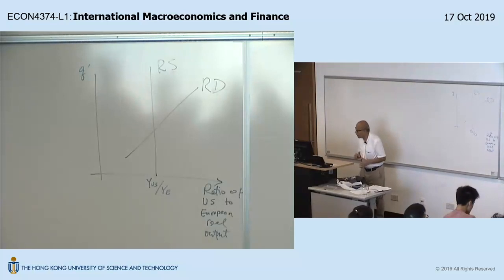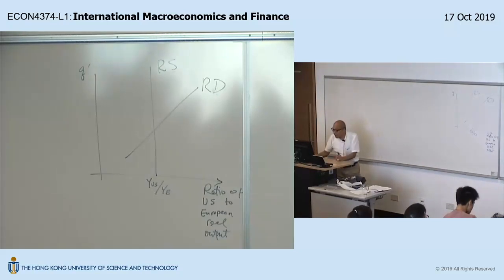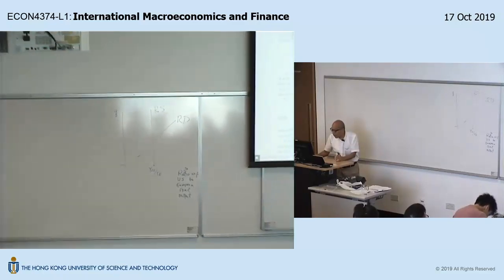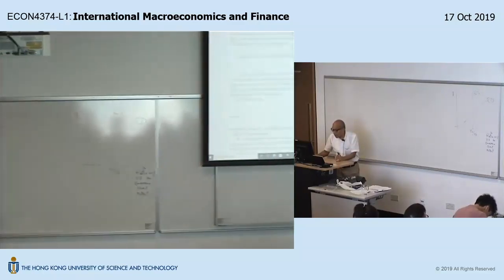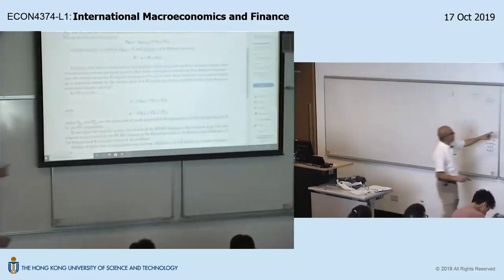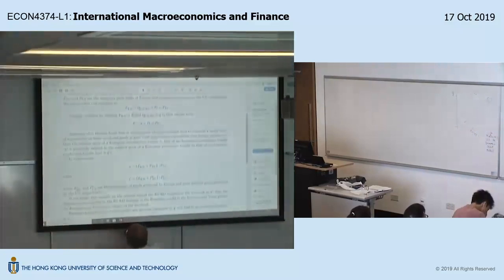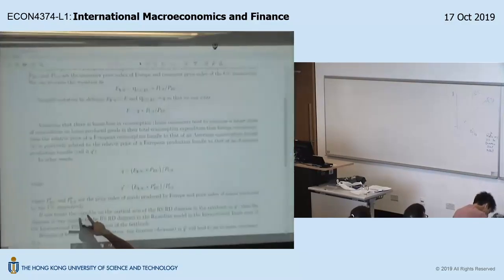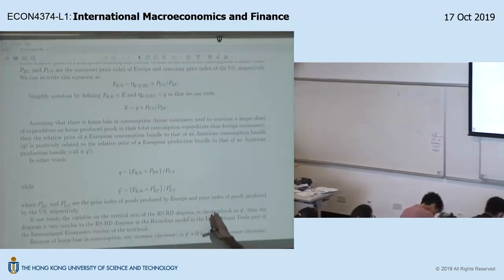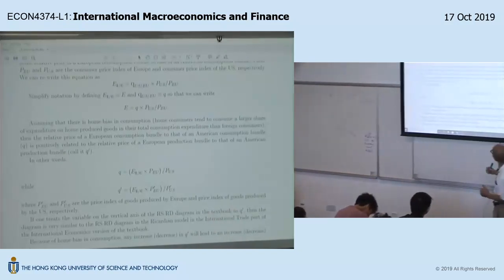So this Q prime, right, it's where PE prime and PUS prime are the price index of goods produced by Europe and the price index of goods produced by the US.